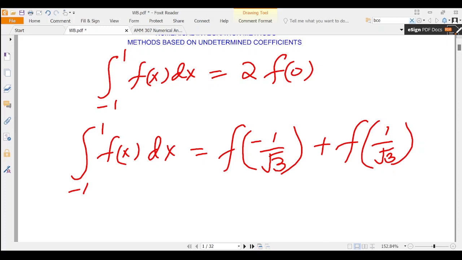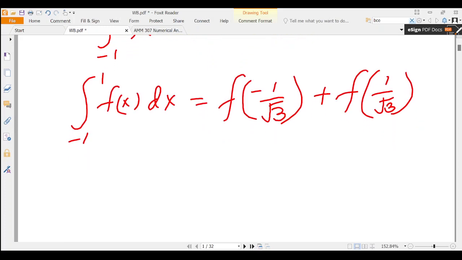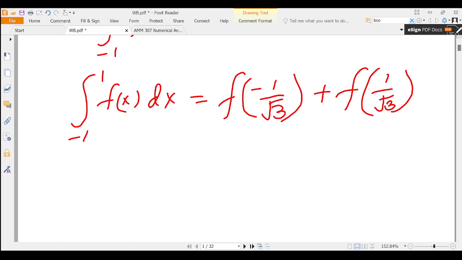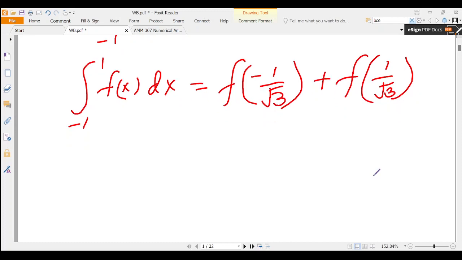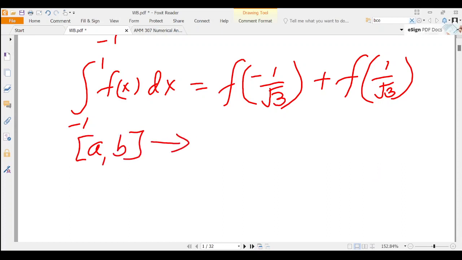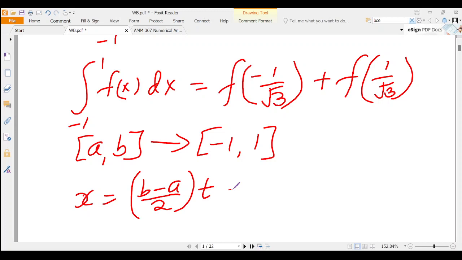We also saw that if the limits of integration for the function given is not -1 to 1, if you're given any interval a to b, we can transform this to -1, 1 using the transformation x is equal to b minus a all over 2 times t plus b plus a all over 2. So if you're given any interval which is different from -1 to 1, the first step will be to transform that interval to -1, 1, then we apply the method.